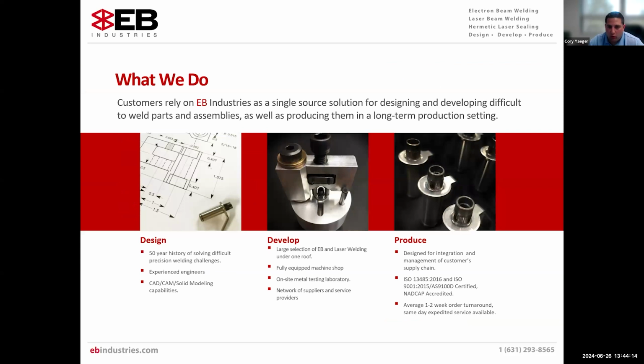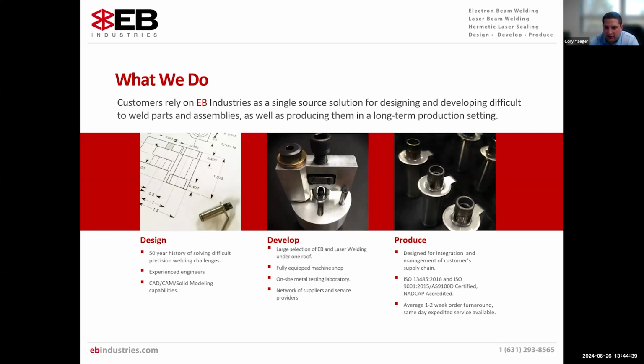So what do we do? We help customers design the right weld joint for their application using our experienced engineering team. We also have CAD, CAM, and solid modeling capabilities. So that's what we do on the design side of things. For the development side of things, we help customers develop a process, as we have a large selection of various electron beam and laser welding machines under one roof. We also have an in-house machine shop for fixturing, as well as helping with customer part modifications.